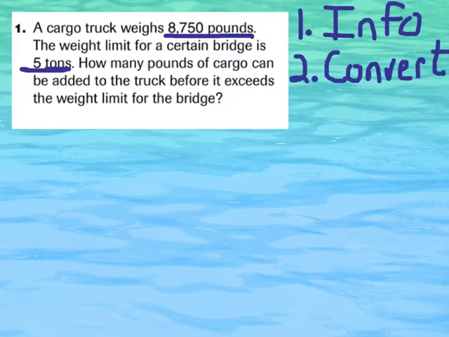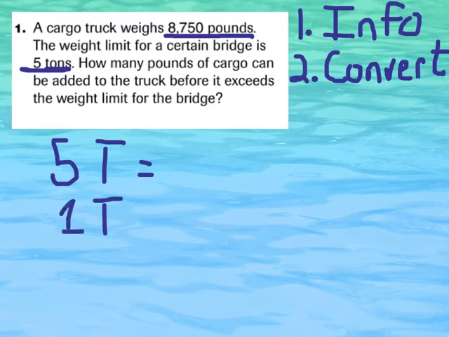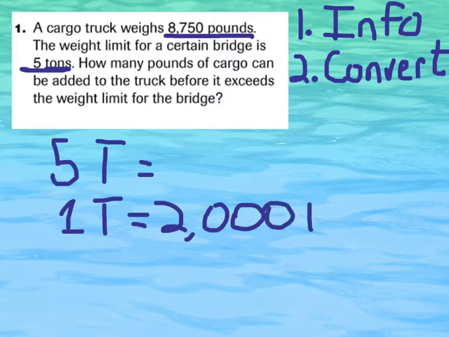I'm going to change 5 tons to pounds, and I know 1 ton is 2,000 pounds, and that's going from a larger unit to a smaller unit, so I need to multiply, and 5 times 2,000 is 10,000.